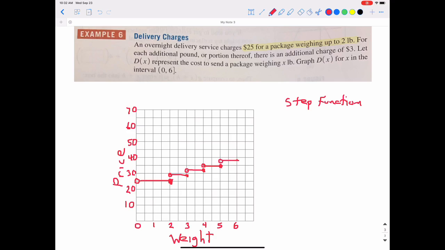That's probably a little bit high. It should be more down to here. From 5 to 6 pounds, that would be $37. And since we're only graphing from the interval 0 to 6, we are done on that one.